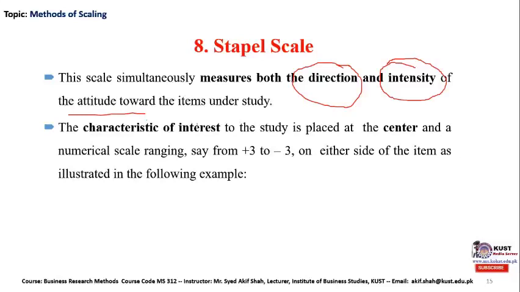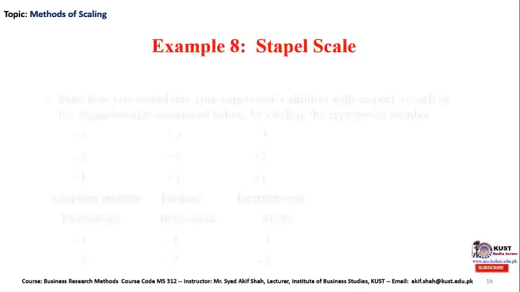So the characteristic of interest to the study is placed at the center, and a numerical scale ranging from +3 to -3 or +5 to -5 may be presented on either side of the item to illustrate the importance of the characteristic or factor for that respondent. Let's discuss how to collect data with the help of the Stapel scale.